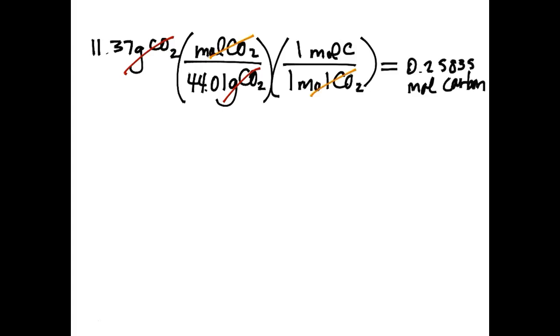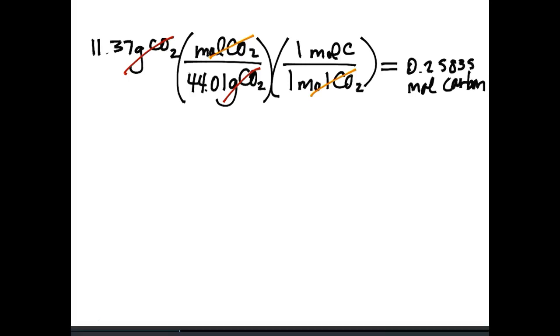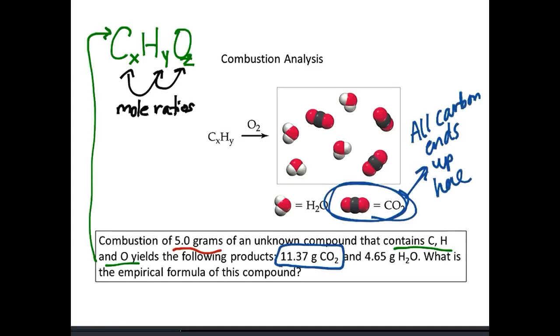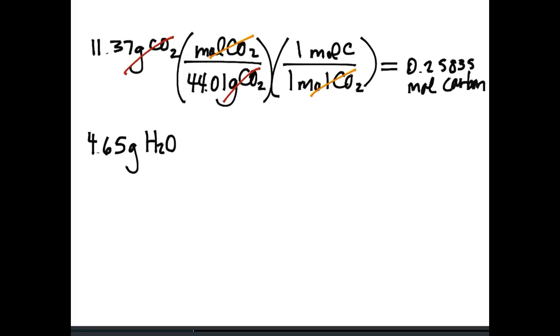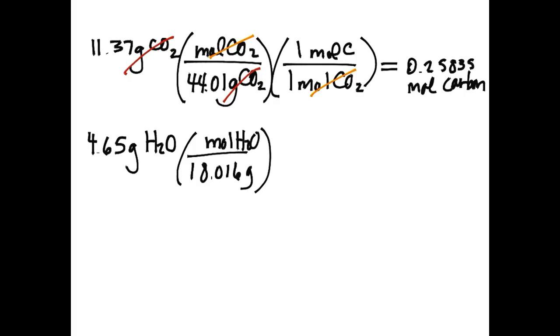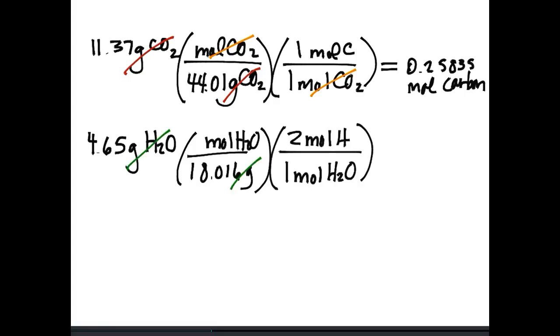And so that means that this compound originally must have had 0.25835 moles of carbon in it. So we're on our way, but now we need to move on to water. So the product water is the only compound on the right-hand side of the equation, the only product that contains hydrogen. And by the same description we had before, the hydrocarbon, the unknown compound, is the only source of hydrogen. So we can do the same thing by converting grams of water into moles of water, and then moles of water into moles of hydrogen, and that gives us 0.516 moles of hydrogen.